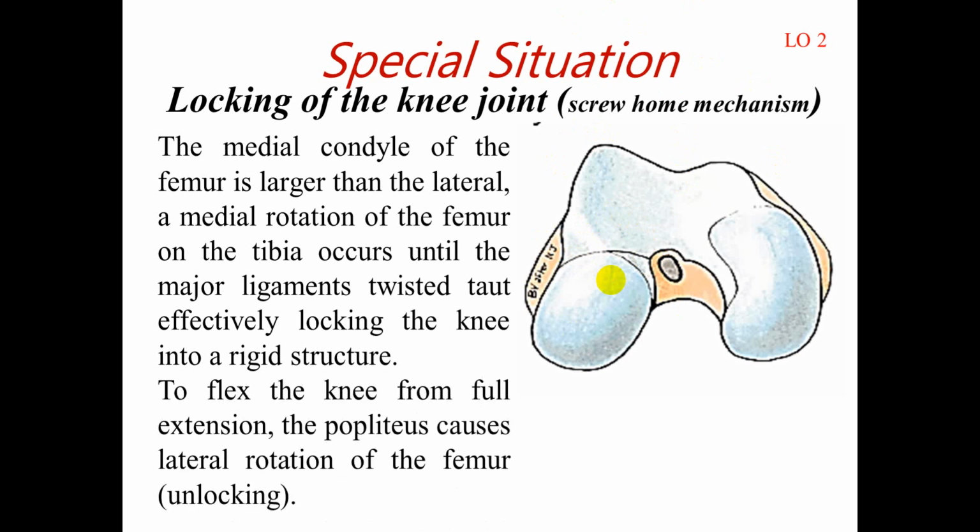When you want to flex the knee, the first step is unlocking, which means lateral rotation of the femur on the tibia, and this unlocking is the function of the popliteus muscle. So locking is a mechanical property of the knee joint, which is helpful to keep the knee extended for a long time without muscle fatigue.